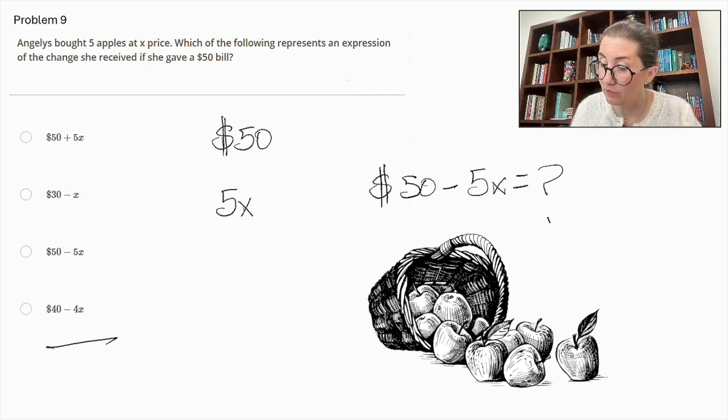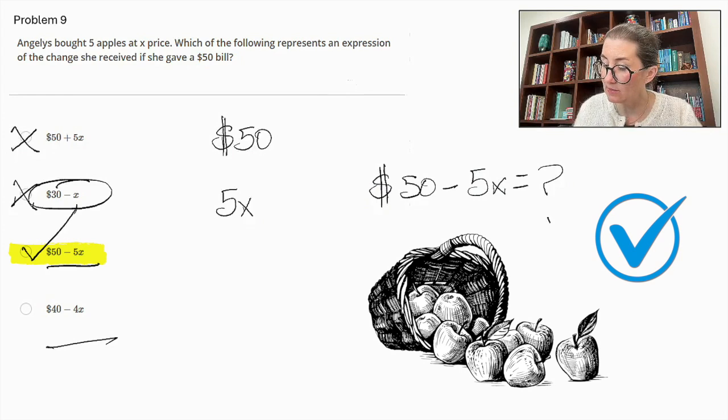So let's see if we can find that. $50 plus 5X? No. $30 minus X? Not. $50 minus 5X? Yes. $40 minus 4X? No. I don't know where they got these numbers from, but it has to be minus. So this is the correct answer.